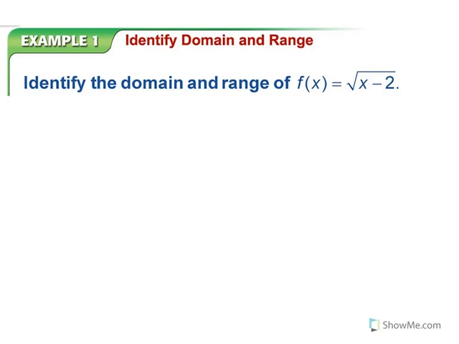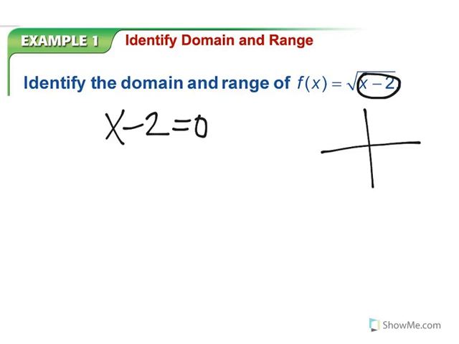Alright, so example number 1, we're going to identify the domain and range of f of x equals the square root of x minus 2. So the first thing you want to do is set whatever's underneath your square root sign equal to 0. And the reason why we're doing that is it's going to show you basically your threshold of anything below this x value is going to give you an imaginary number or a negative under the square root. So that's why we want to see where it equals 0. We're going to add 2 to both sides. We're going to get x equals positive 2.